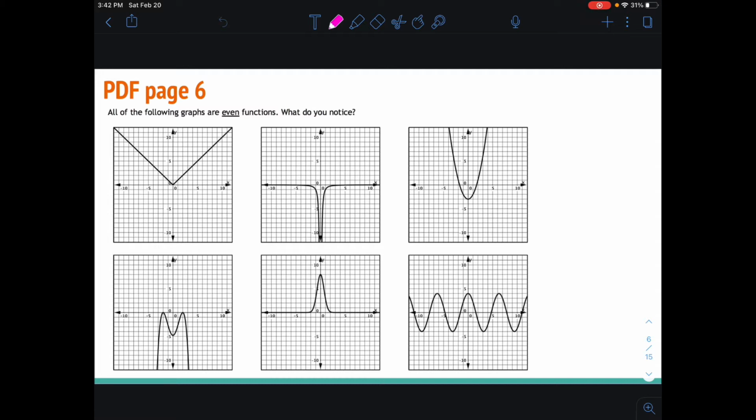So these graphs are all even functions. I'm telling you right now, they are all even functions. I would like you to pause and see what you can notice. Okay, my hope is you saw some symmetry.